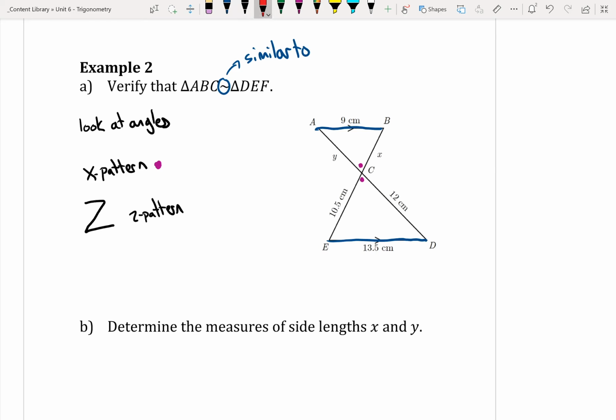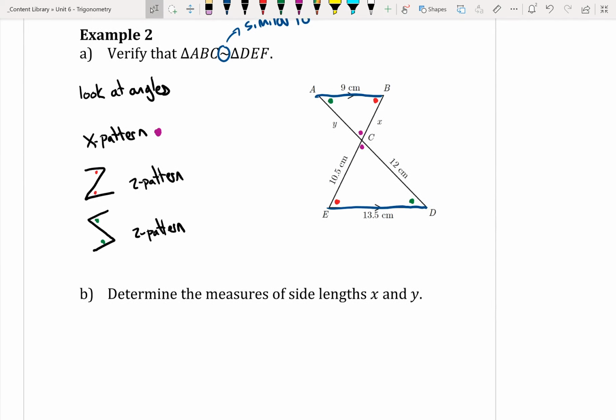So when we look at the Z pattern, we should know that when we follow the Z, these two angles are the same because of the parallel lines here. And we can also reverse it to do the Z pattern the other way. So in this case, these two angles are the same. So that's how we can verify that it's a similar triangle, because all the angles are the same. Really, that's all we have right now, and we'll assume that the ratios are the same as well.